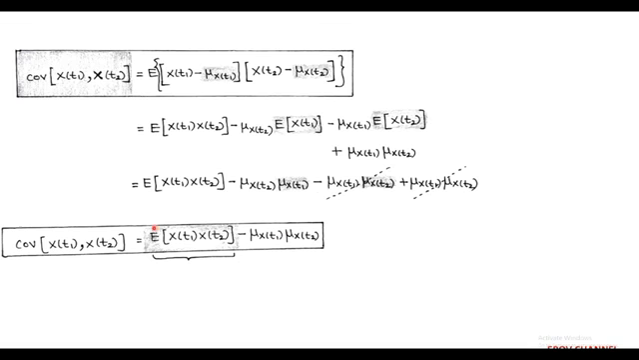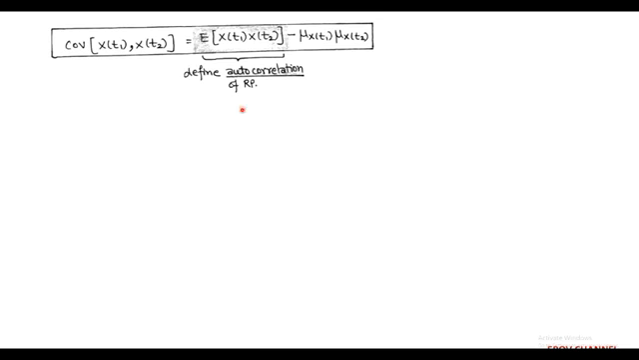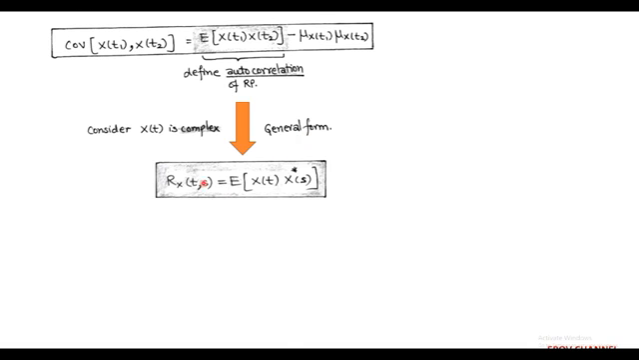Now in this expression of covariance, the first term in right side defines the autocorrelation of two random process. So the covariance can be obtained using autocorrelation function. Now in the case of complex random variable x function t, the autocorrelation can be written in general form as r function of t comma s equals to expectation of xt into x star s. Here x star is complex conjugate function.